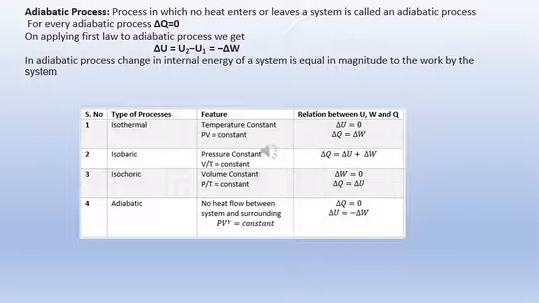Now, as there is no exchange of heat energy, delta Q is 0. So applying the first law of thermodynamics to the adiabatic process, we get delta U is equal to minus delta W. So the change in internal energy is equal to the magnitude of the work done by the system. If you see the table here, it tells about the various features of the processes and their relation as per the first law of thermodynamics.